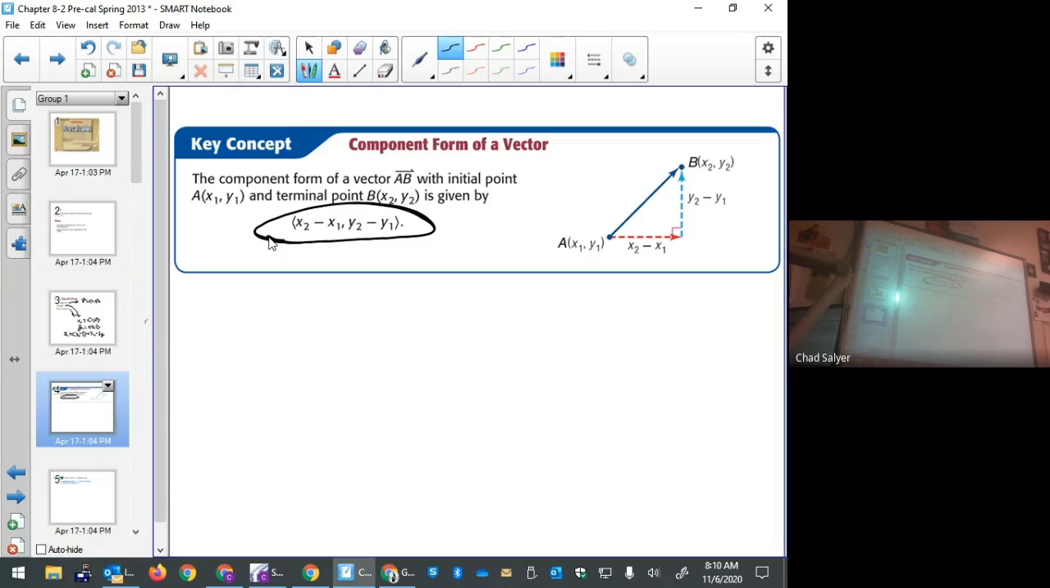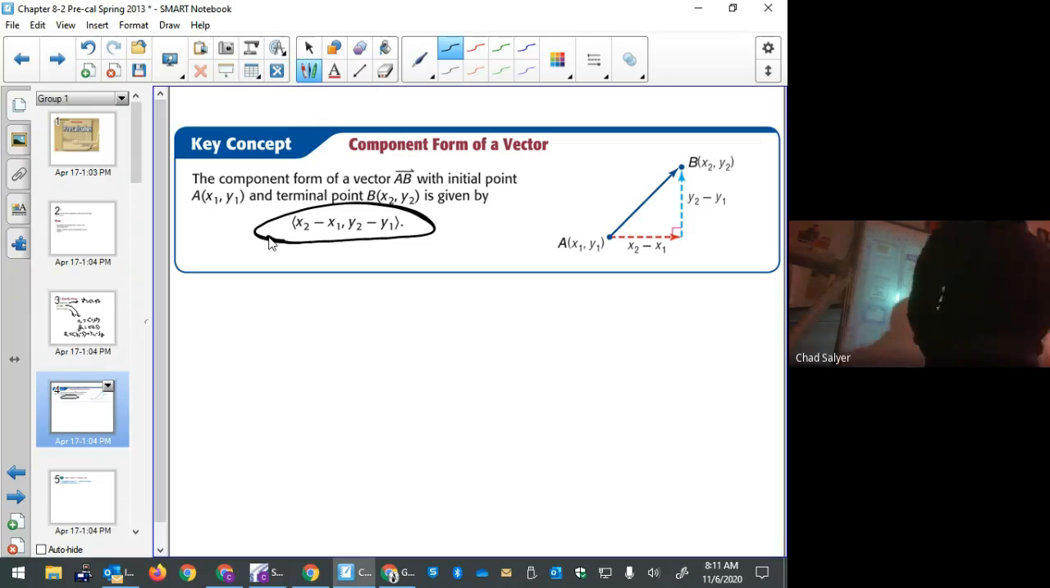So if a vector started at (1, 1) and went to (5, 5), it would have 4 units of displacement, positive 4, in both the x and the y. Let's just use that as an example, shall we?